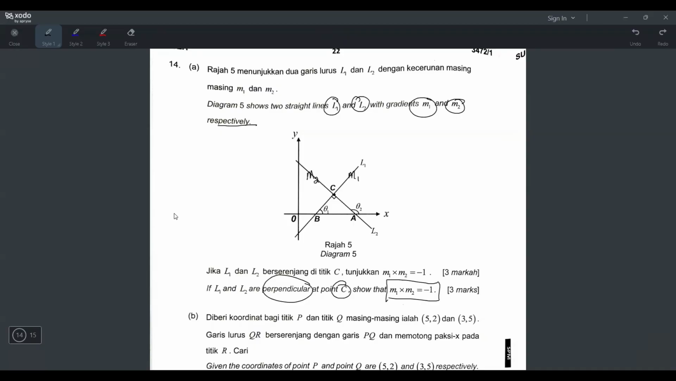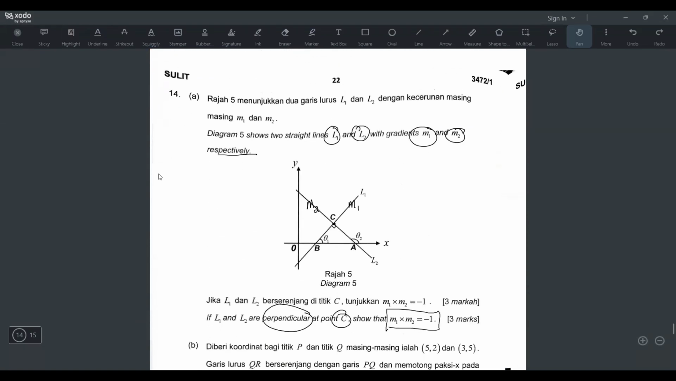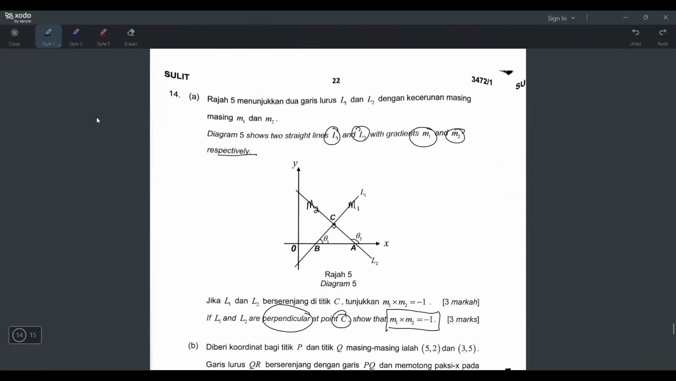Before I start, I need to tell you about gradient first. I need to tell you how tangent relates to gradient. Otherwise, you won't understand later if I show you the working, right? So I will tell you first how tangent relates to gradient. First of all, let me just give you an example.